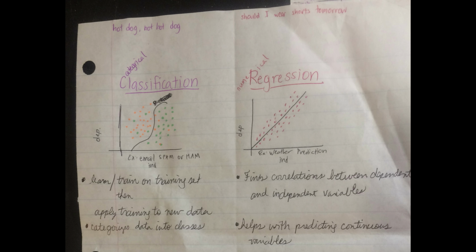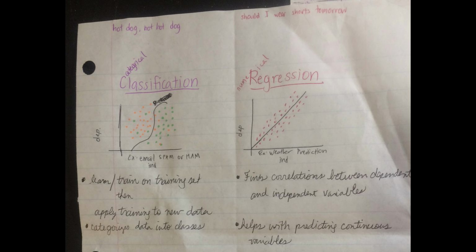What are the 2 types of supervised learning algorithms? Classification and regression. Can you give me an example of each? Classification is hot dog, not hot dog. It either is something or it isn't something. Regression is, should I wear shorts tomorrow? If I predict the weather, I should be able to know the temperature.